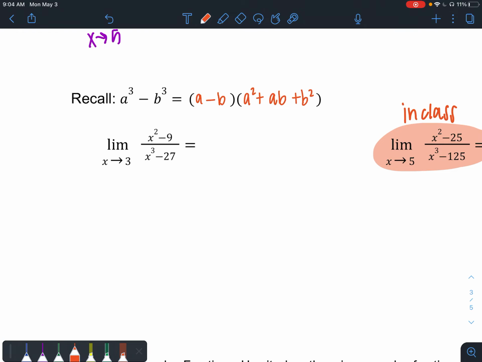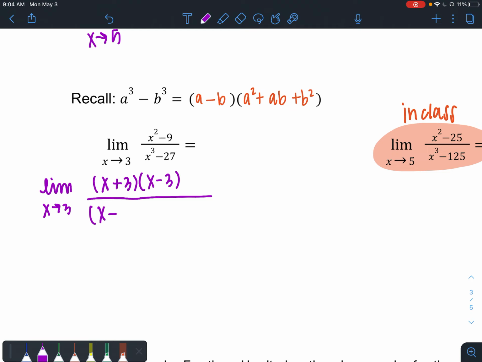Okay, so this factors. We've got the limit as x approaches 3, and if we plug 3 in, we will get 0 in the denominator. So factor the top, difference of squares, x plus 3 times x minus 3. Factor the denominator, so cube root of the first, cube root of the second, same sign, opposite always positive. My goodness.